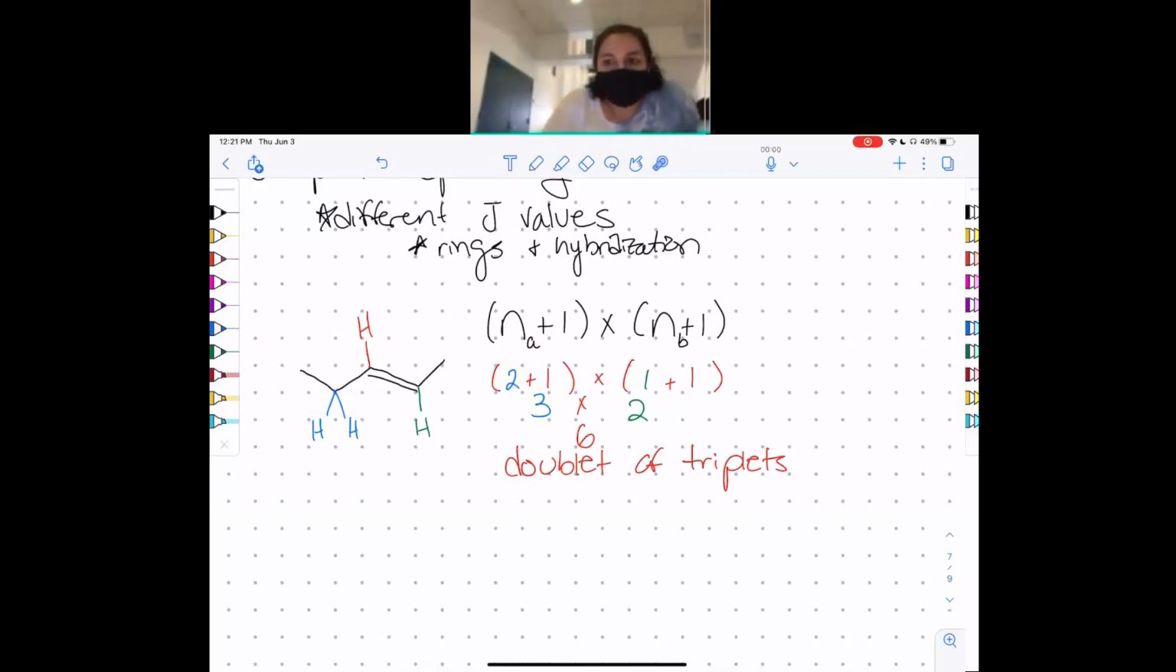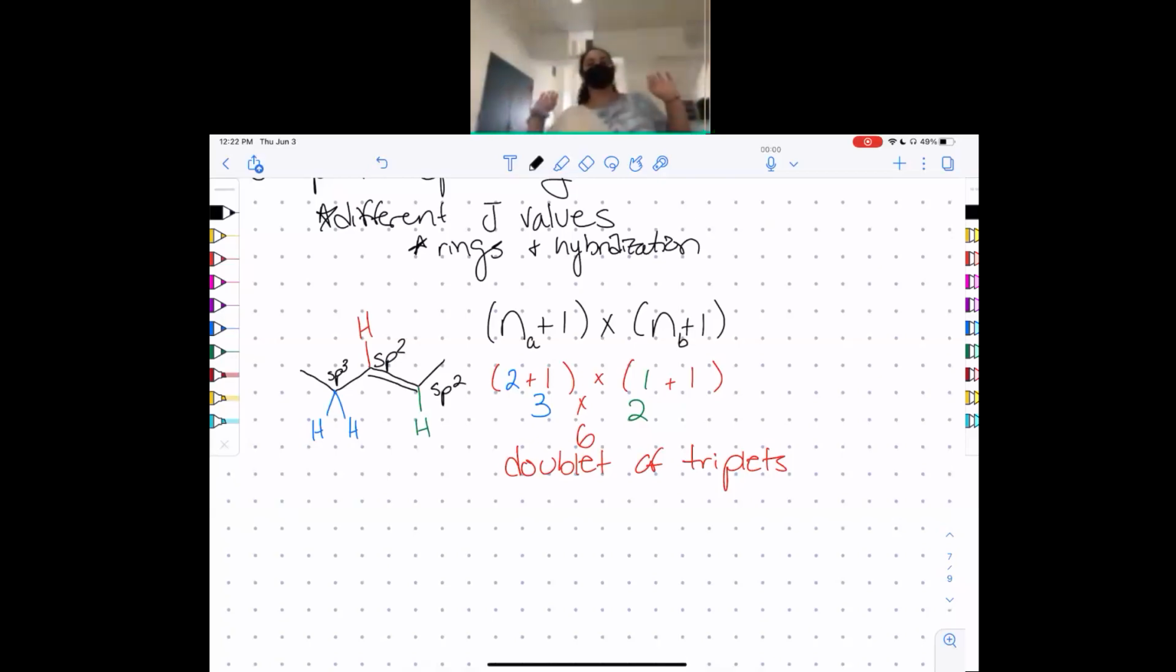So, what is the hybridization of this carbon? Three. sp3, perfect. What about this one? 2. Yes, sp2, cool. And this one? 2. Yes, also sp2, sweet.